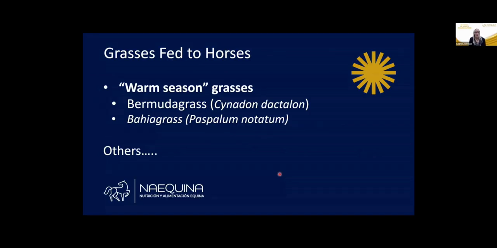These, again, are grasses that are well adapted to warmer climates. There are some Bermuda grass varieties that can winter or survive winter in my part of the world, which is central Kentucky. But if you go more northerly in the United States or in a colder climate, they won't return every year.